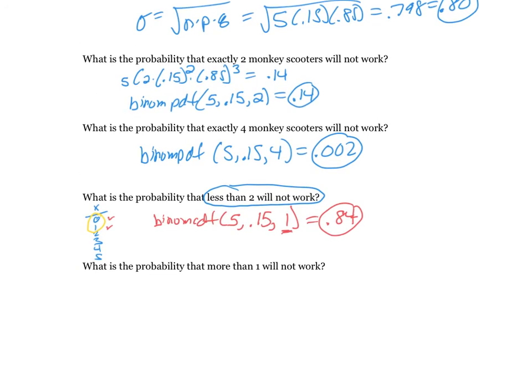And then my last question, what's the probability that more than 1 will not work? Well, if you look at the previous picture I drew over here, the little table, more than 1 is 2, 3, 4, or 5, which happens to be the complement of 1 or 0. So I can figure out this answer pretty easily by taking 1 minus 84%, which is 16%. So I use the fact that these were 84%, so this has to be 16%. Because remember, everything that could possibly happen has to add up to 100%.